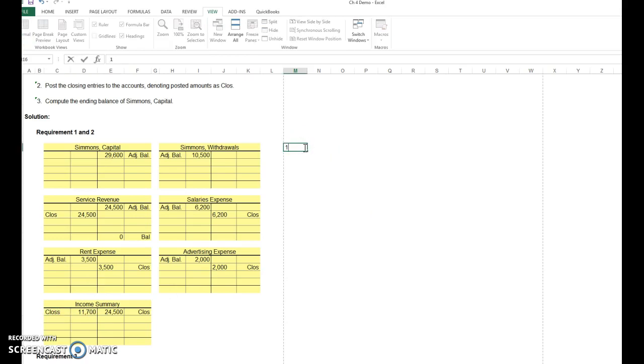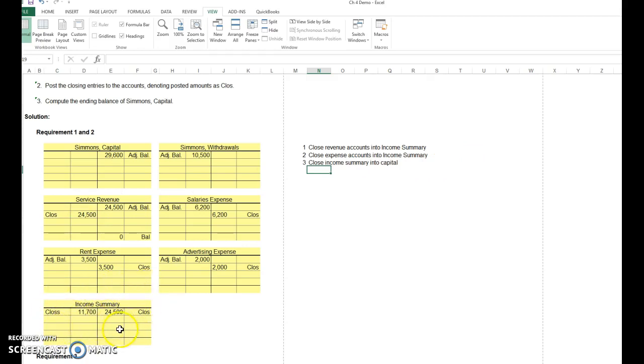Okay, so maybe I should write this. First step is close revenue accounts into income summary. And then our second step was to close expense accounts into income summary. Our third step, and this is kind of confusing, is to close income summary into the capital. Don't close the capital. We want to close our income summary.